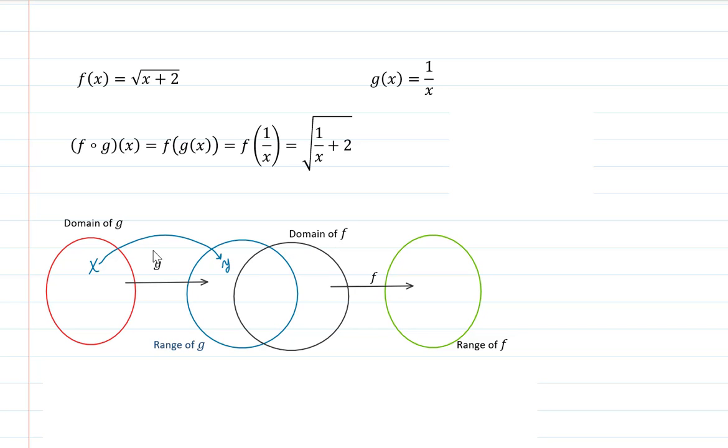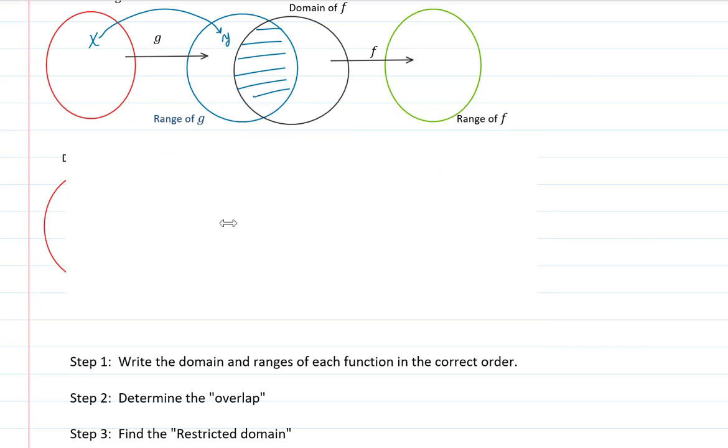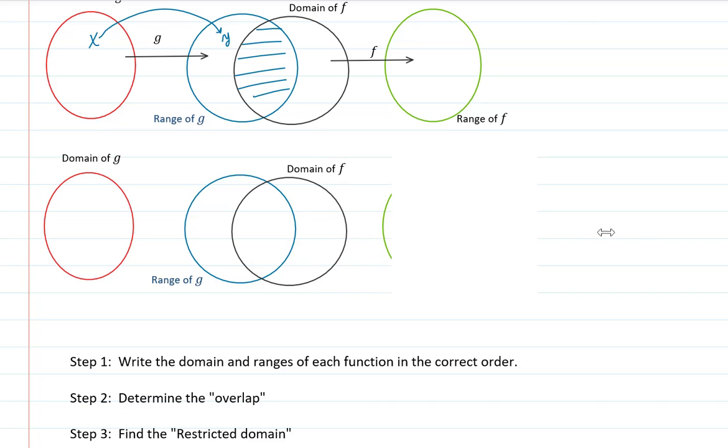So what we need to do is somehow guarantee that the x's that we choose in the domain of G end up inside of this overlap space. This is the intersection of the range of G and the domain of F. So here's what we're going to do. Step 1 will calculate the domain of G and the range of G, domain of F, and the range of F. Step 2, we need to figure out what is this overlap space.